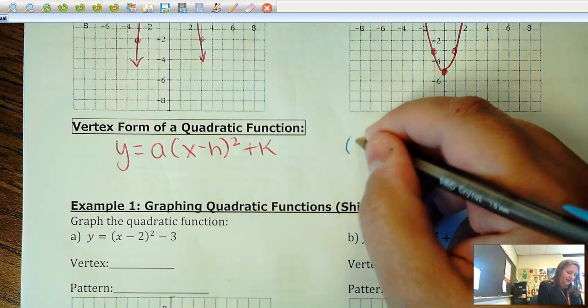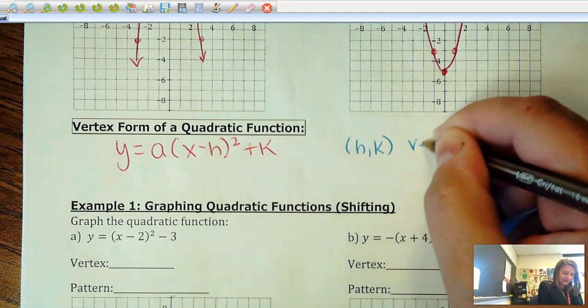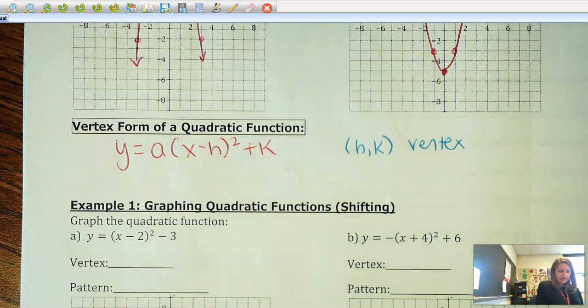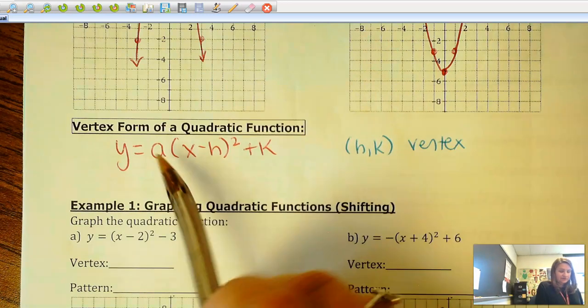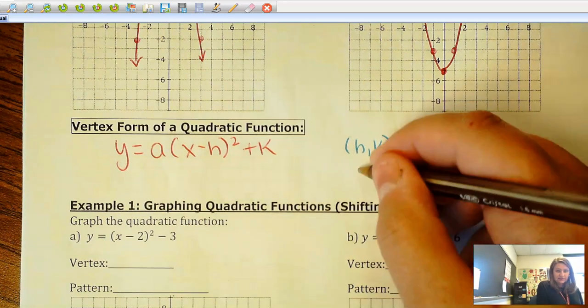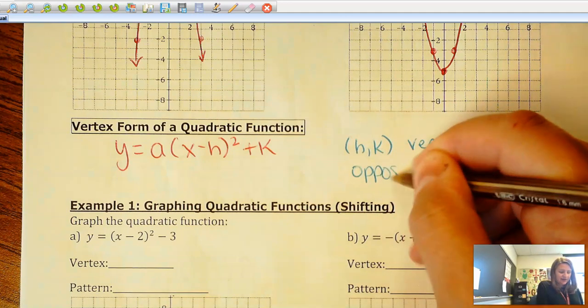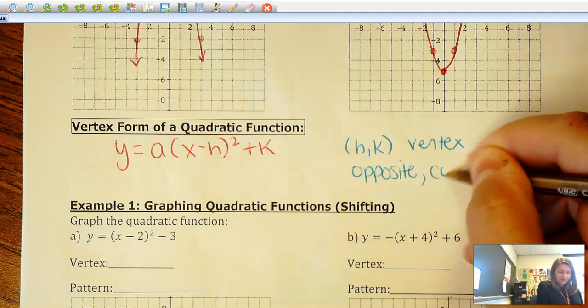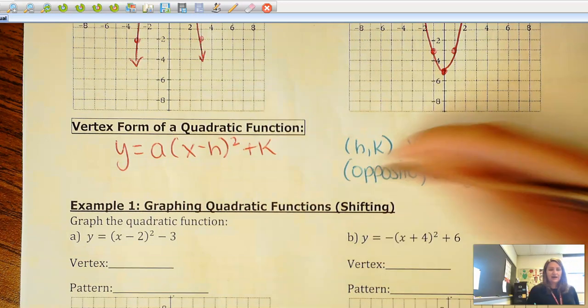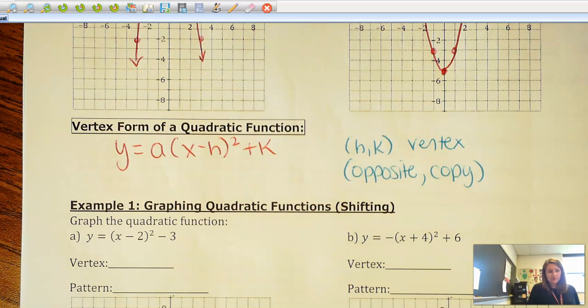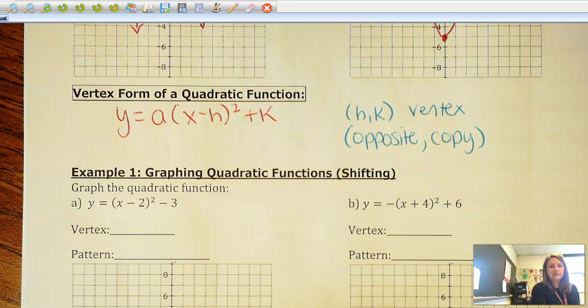Now, in that format, (h, k) is your vertex. And as you look at this, it's minus h. So this works just like the absolute values did, where the h is going to be the opposite of what it looks like, and the k is going to copy whatever is outside the parentheses. So let me slide this up, sorry.